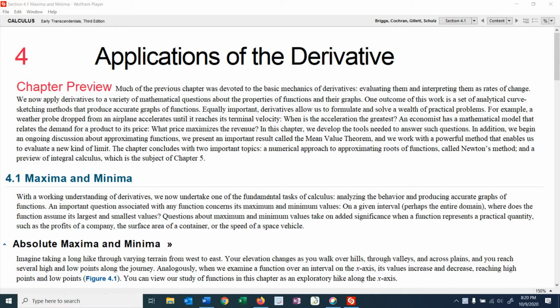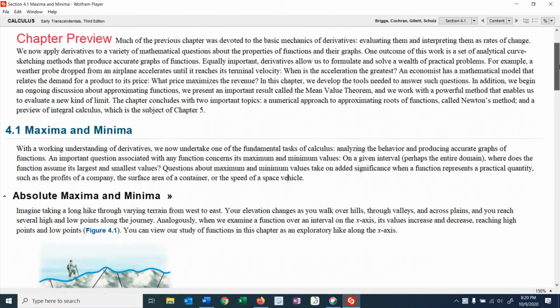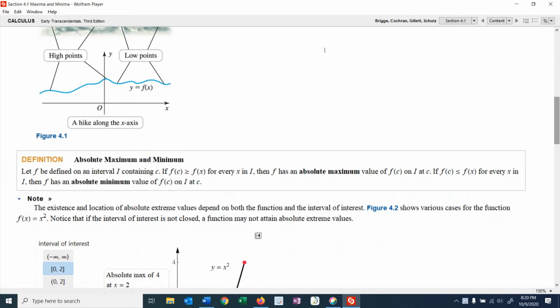And those are known as the absolute maximum and the absolute minimum. In fact, let's formally define those mathematically. So let's talk about the absolute maximum first. The formal definition of absolute maximum is this. It says, let f be defined on an interval I containing c. If f of c is greater than or equal to f of x for every x in the interval, then f has an absolute maximum value of f of c on the interval I, and it happens to occur at the point x is equal to c.